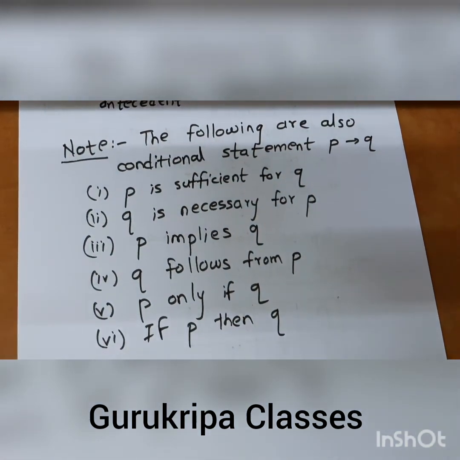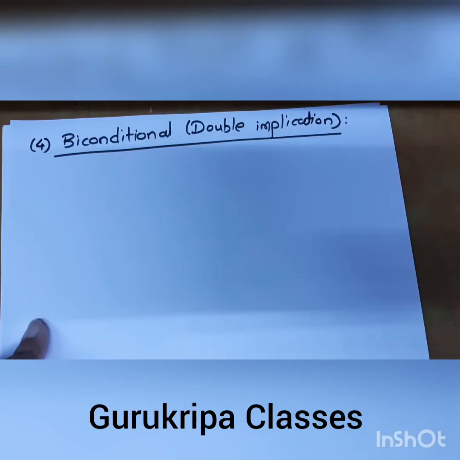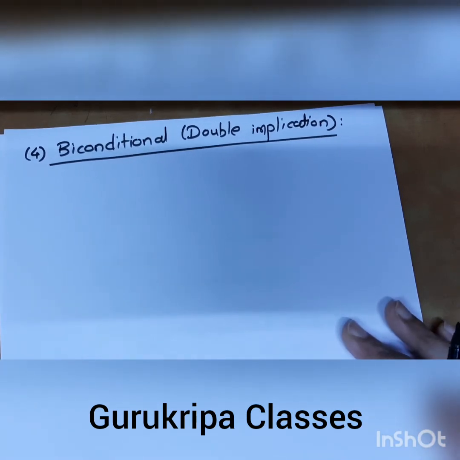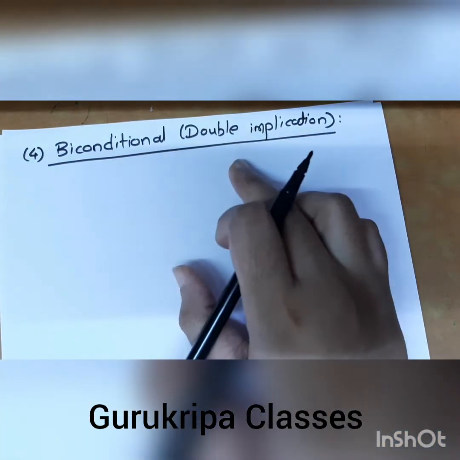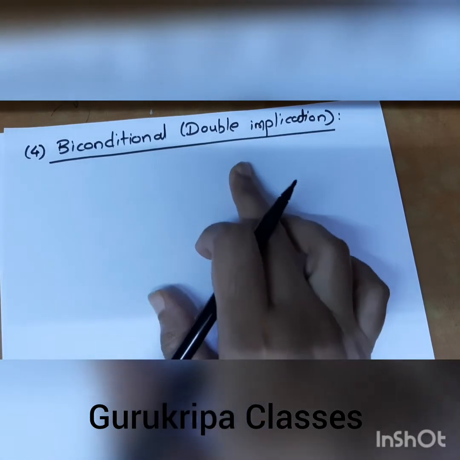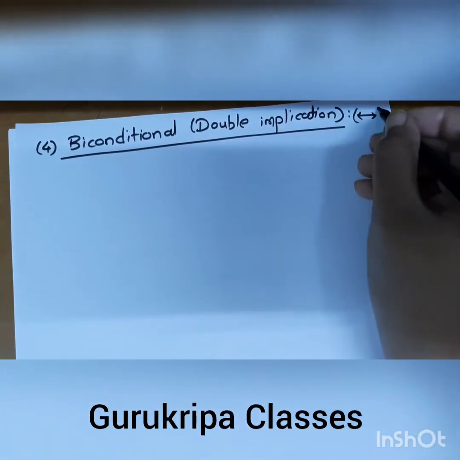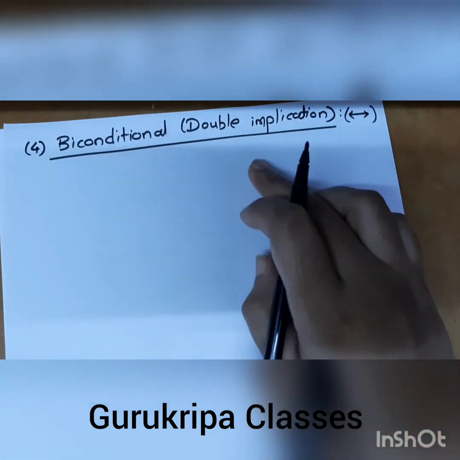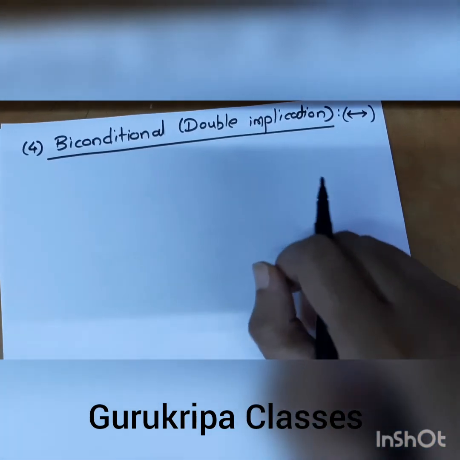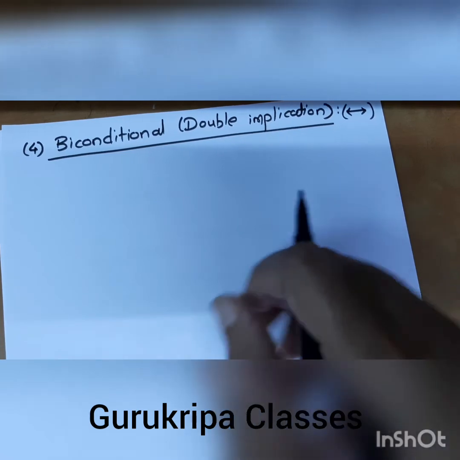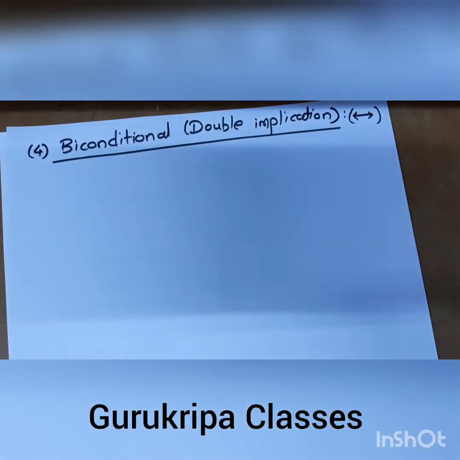Okay. Now see the next connective. The next connective is biconditional or double implication. The symbol used for this is a double-headed arrow. Biconditional or double implication. Okay, so I am writing its definition first.